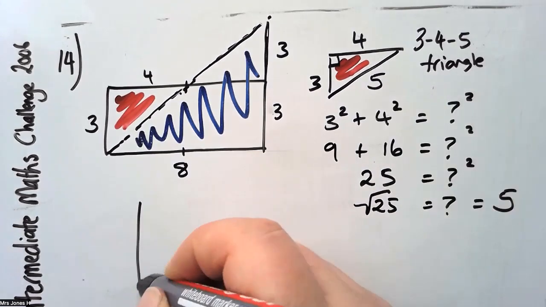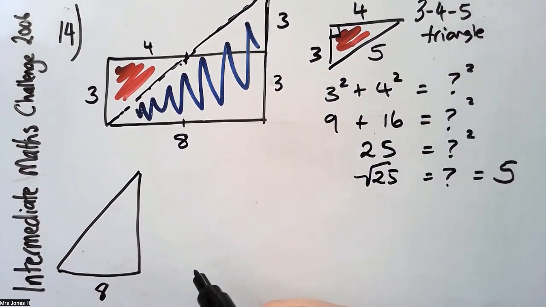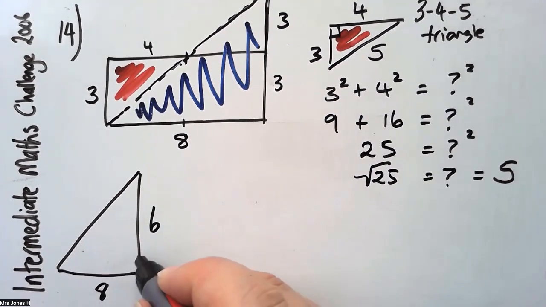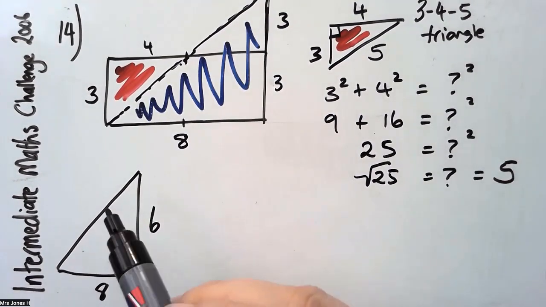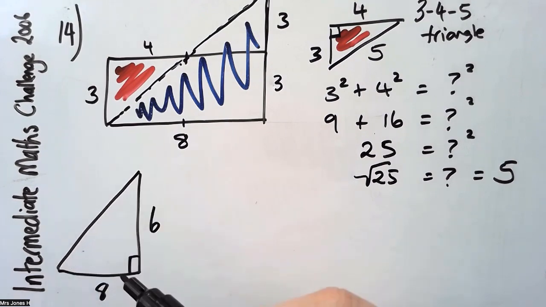So let's look at the bigger triangle now. We've got 8 across the bottom there. We've got 6 up here. And we need to know the perimeter. So we need to know the length that's here. We need to know the length that's here.